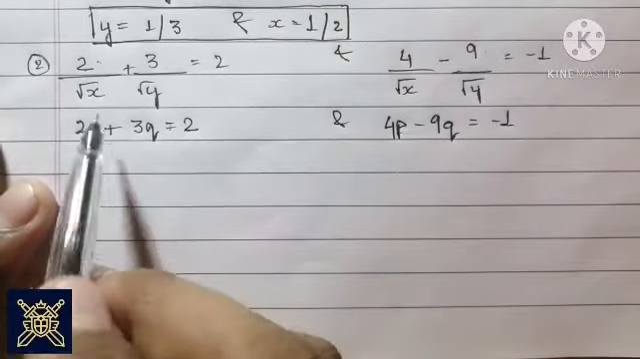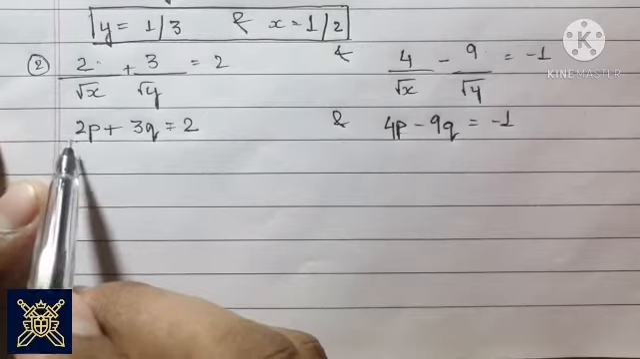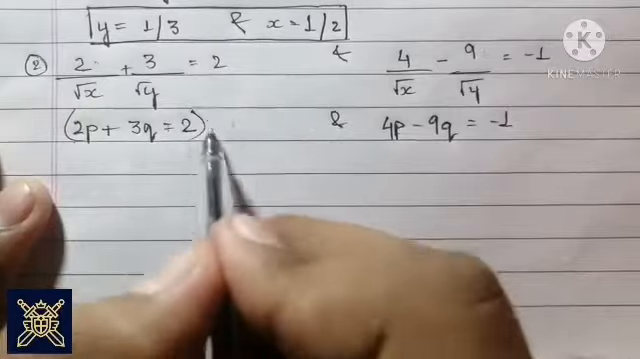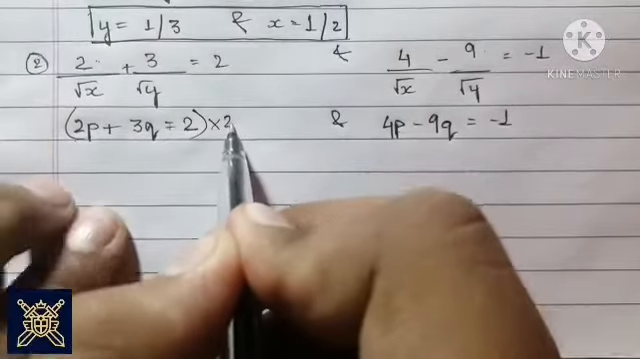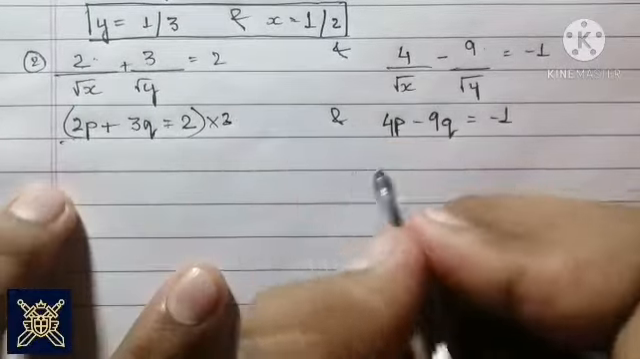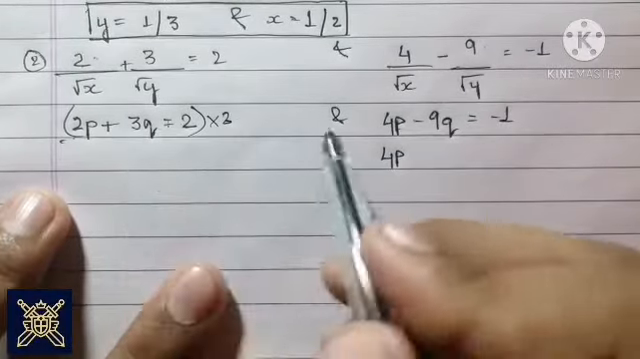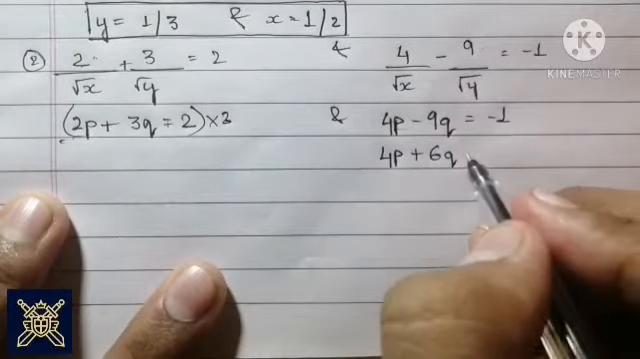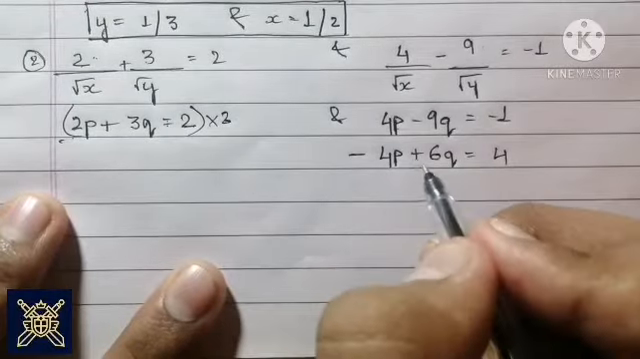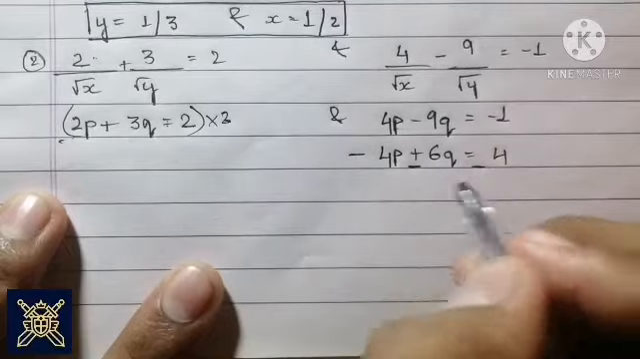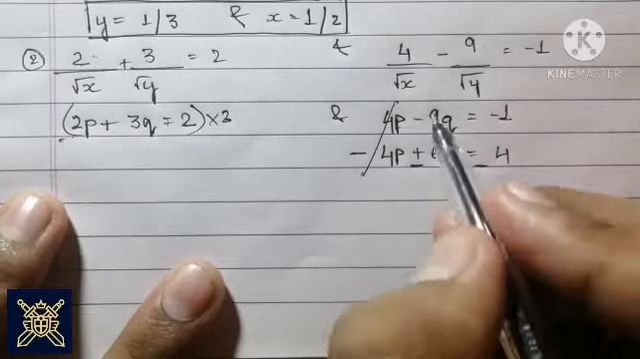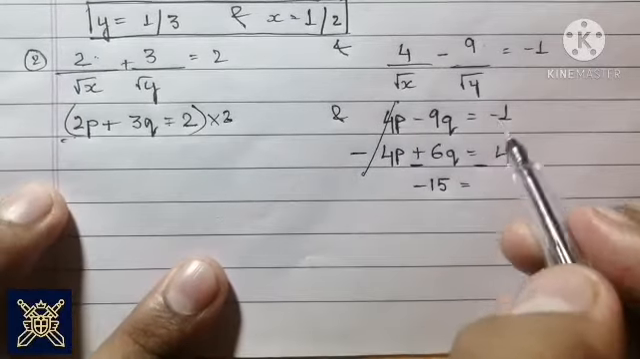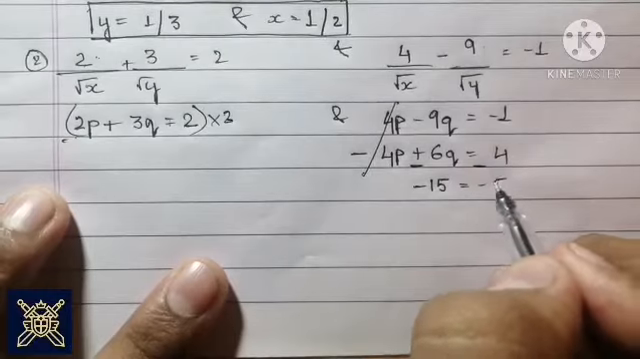Again, as you can see, by multiplying this with 2, you get 4p, and here also you have 4p, so it can easily get cancelled. So multiplying the whole of this equation by 2, so 2 into 2 is 4p, 2 into 3q is 6q, and 2 into 2 is 4 is equal to 4. Signs will change, this will become minus, this will become minus, this will become minus. Negative subtracted, minus 9q minus 6q is minus 15. Here you have minus 1 minus 4, that is minus 5.